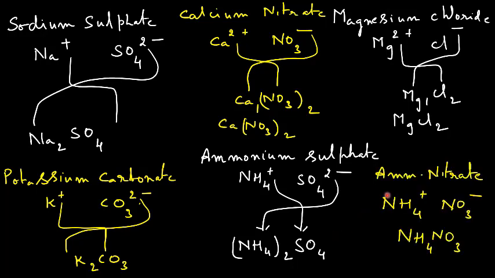Another substance, ammonium nitrate. Here the charges are the same: NH4+ with 1 unit of positive charge and NO3− with 1 unit of negative charge. So since the charges are the same, you simply bring these two close to each other. Therefore, that becomes the formula of the substance. I think you have understood how to write the formula of substances.